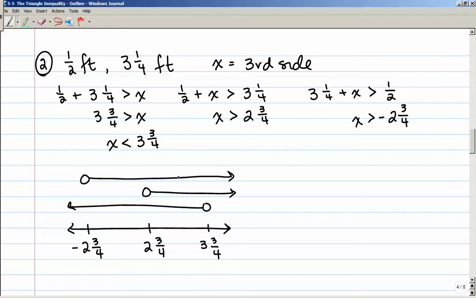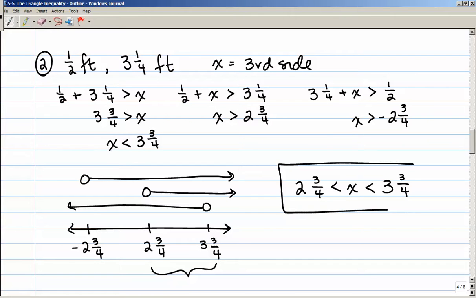So the region where all three inequalities overlap is right in here. So x has to be some value greater than 2 3/4 and less than 3 3/4. And here's how we write the inequality. X is between, but not including, 2 3/4 and 3 3/4.